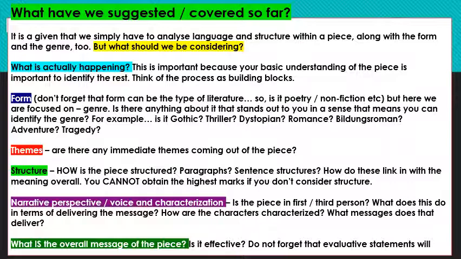So once you've done the structural features, start to look at the narrative perspective, the voice and the characterization. Is the piece that you're given in first or third person? What does that do in terms of delivering the overall message? Because by this point of approaching the prose piece, you should be getting an idea as to what the message is that's coming out of it. How are the characters characterized? Is it explicit? Is it implicit? And what message does that deliver?